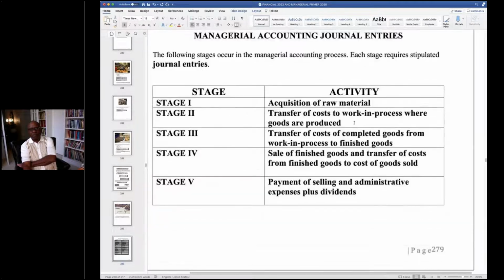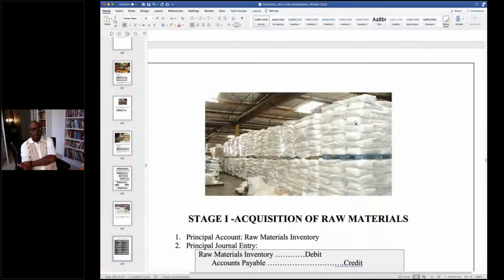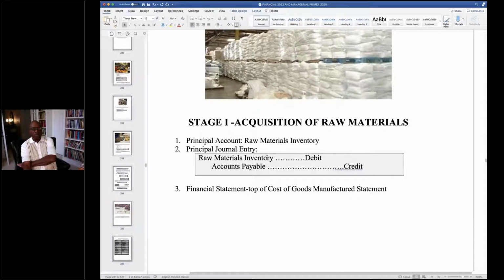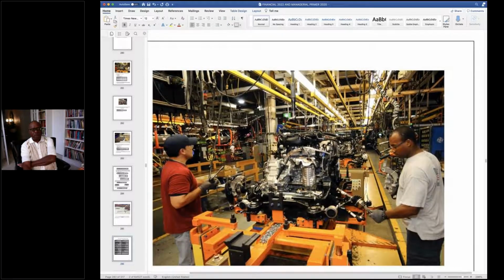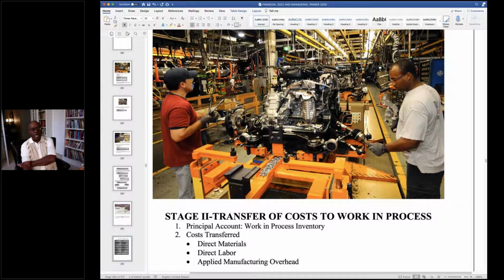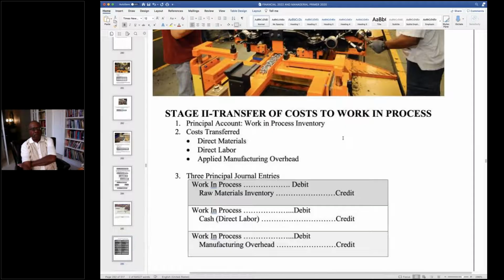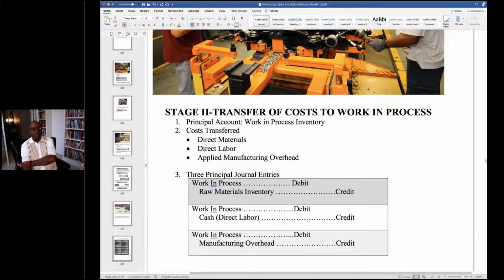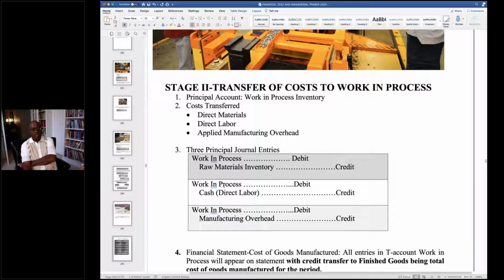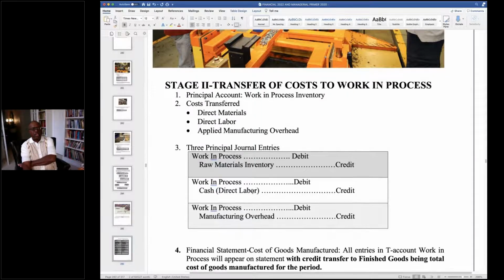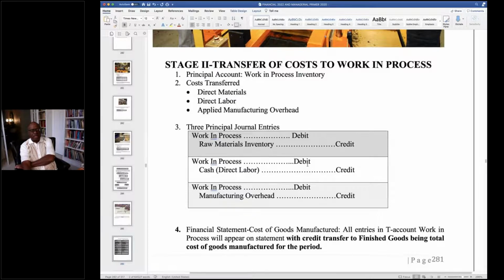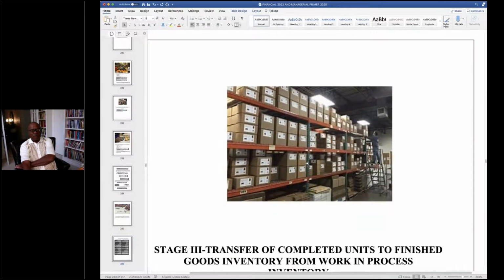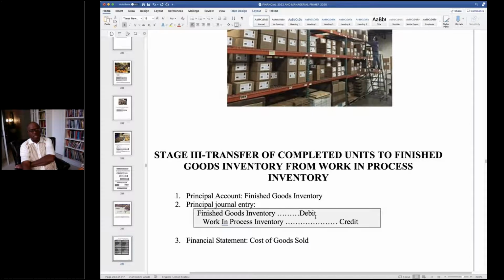What's here? We buy the raw materials, debit raw materials, credit accounts payable. When we begin to make the item, we transfer the items in: we debit work in process and credit raw materials inventory, cash, and overhead, as we bring in the cost to make the items. Once the items are made, we transfer in the finished goods.